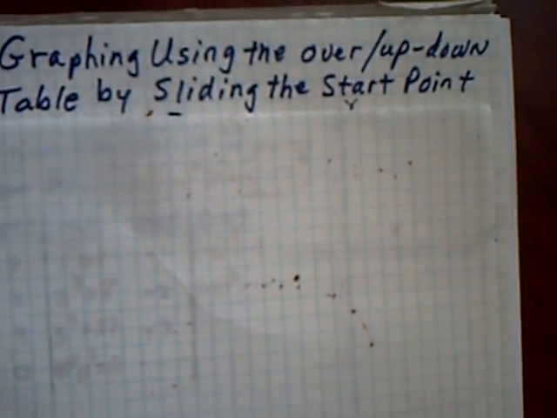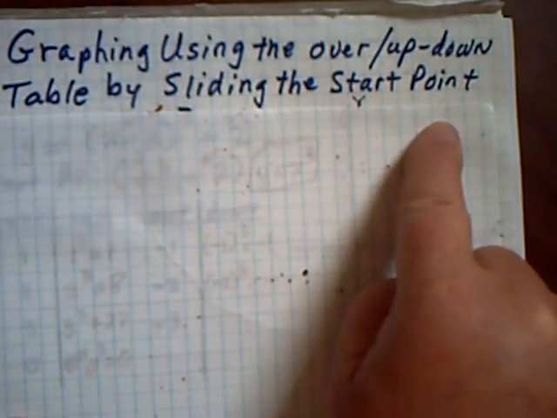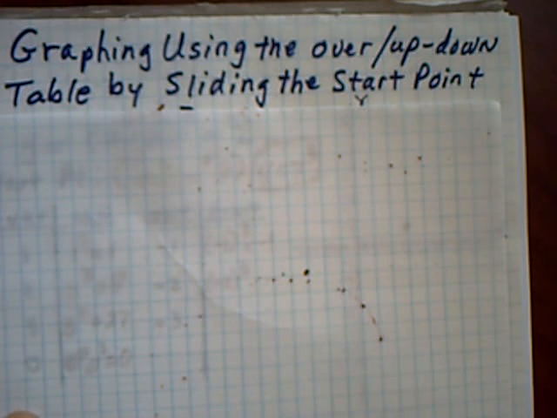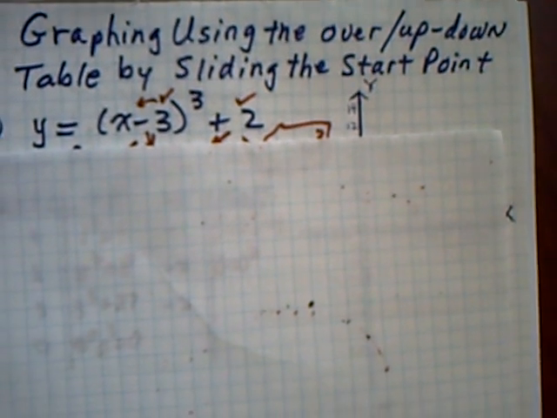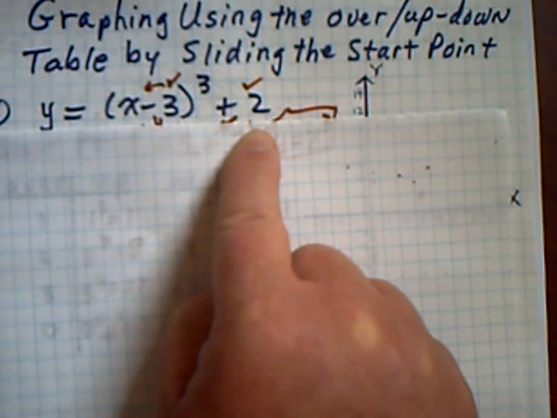Okay, in this video we're going to be graphing using the over, up, down table by sliding the starting point. We're going to slide the starting point by adding or subtracting. So our first equation is y equals (x minus 3) cubed plus 2.